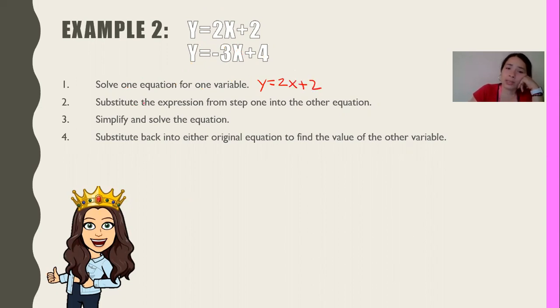Now it says substitute the expression from step 1 into the other equation. So I'm going to take the second equation. This one is a little bit different, but we are going to go ahead and plug that information in either way. So we're going to take our y. What does y equal? y equals 2x plus 2. So where we have y, we're going to write 2x plus 2.